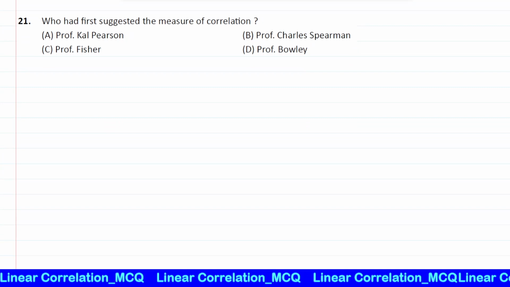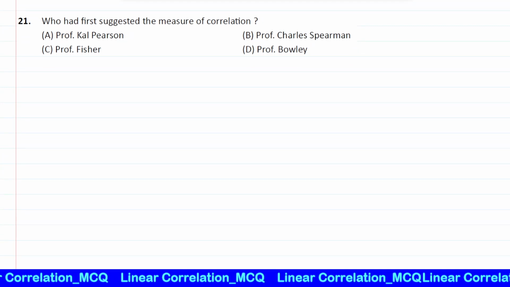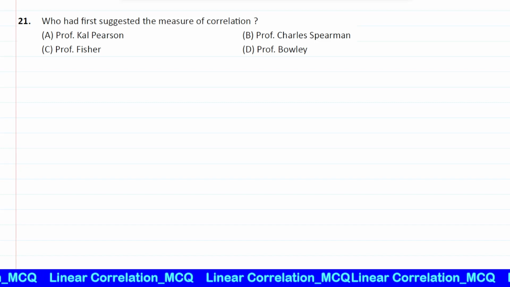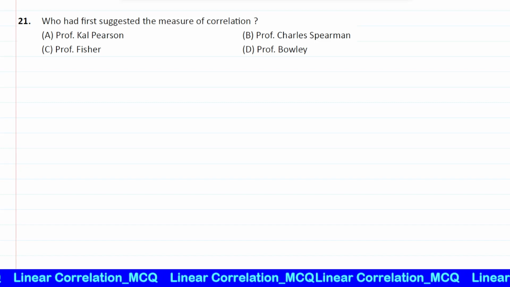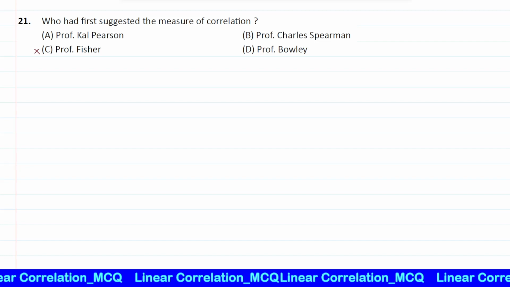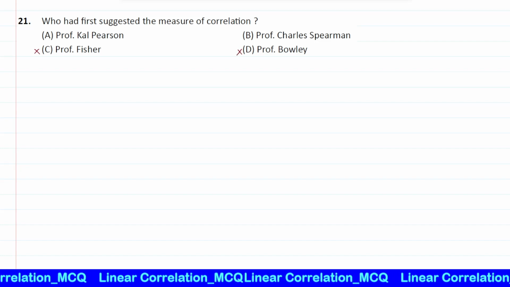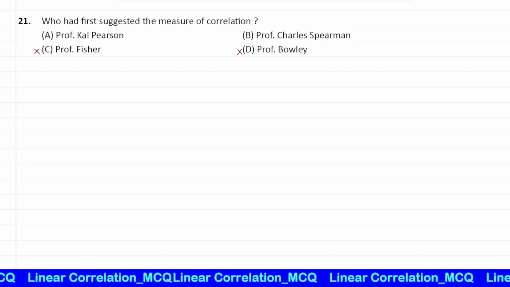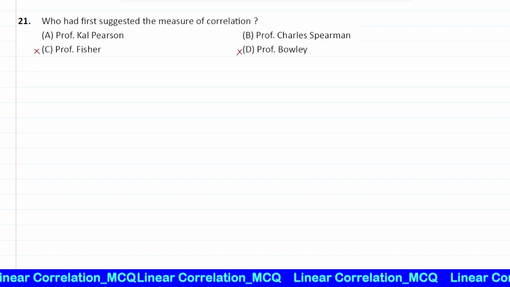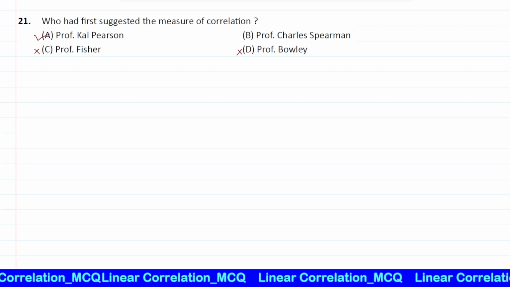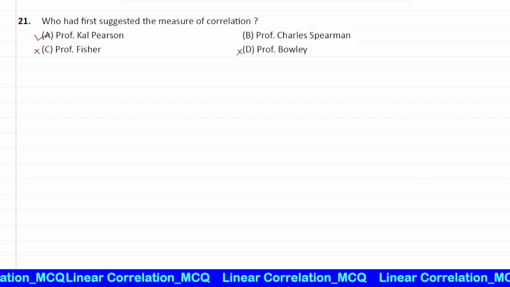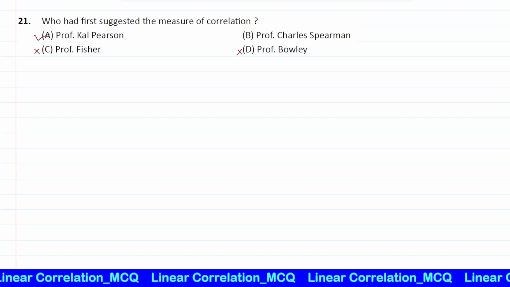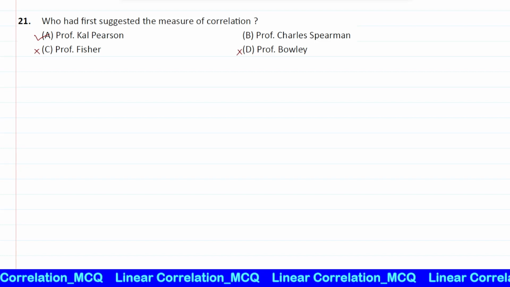Question number 21. Who first suggested the measure of correlation? Professor Karl Pearson, Charles Spearman, Fisher. Fisher is not regarding correlation. Professor Bagri is also not regarding correlation. We have two options, Professor Karl Pearson and Professor Charles Spearman. But Professor Karl Pearson first gave the measurement of correlation known as the correlation coefficient. Option A is correct.